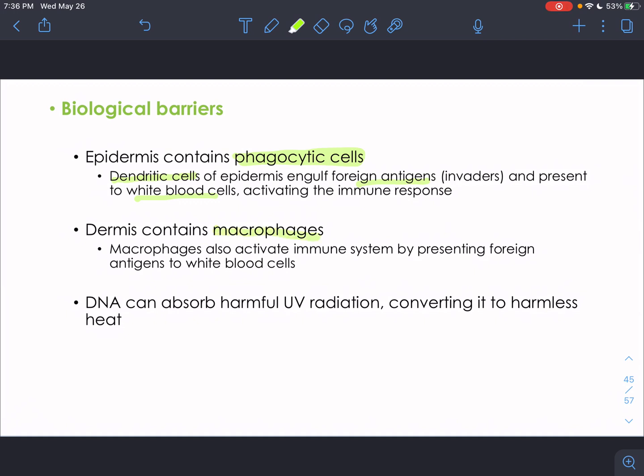Your dermis contains macrophages. Remember, in your loose areolar connective tissue in the papillary layer of the dermis, you have macrophages. They're also going to activate the immune system. And then DNA can absorb harmful UV radiation to an extent, right? Melanin helps protect it, but to an extent, DNA can absorb it and convert it into heat.